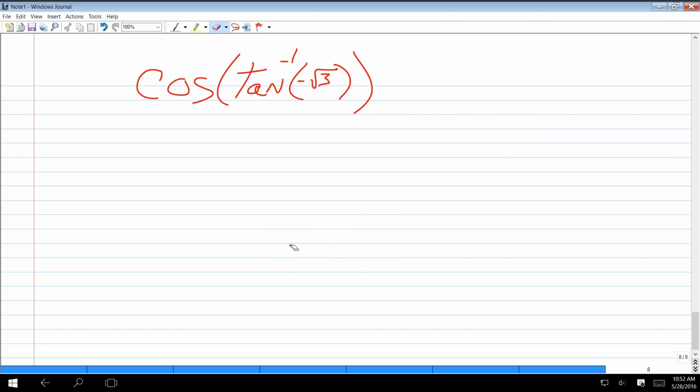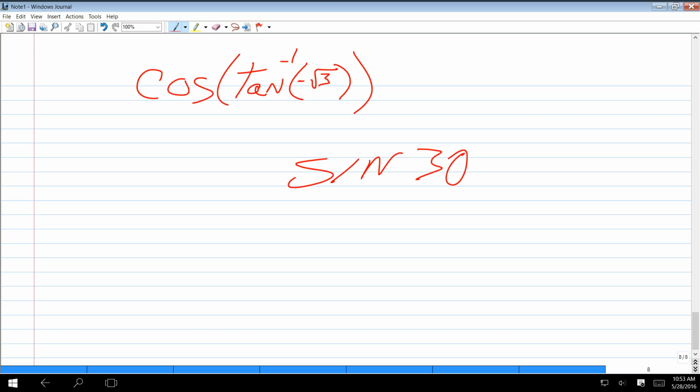In your calculator, go ahead and put inverse tangent of negative √3. And make sure you know if your calculator is in degrees or radians. Do you know immediately or not? I don't. Okay, here's how you can test it. Do the sine of 30. If you get 1/2, you're in degrees. If you get anything else, you're in radians.